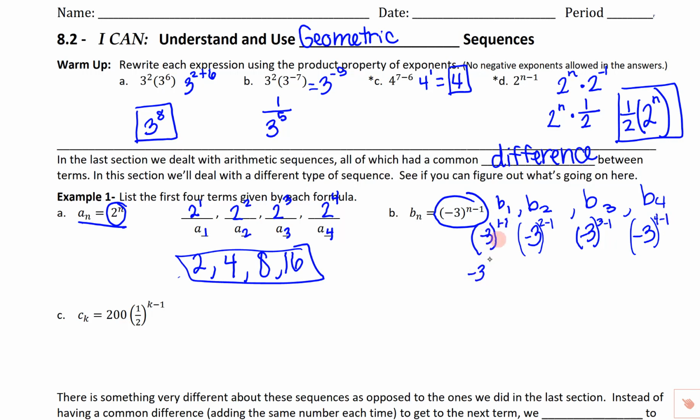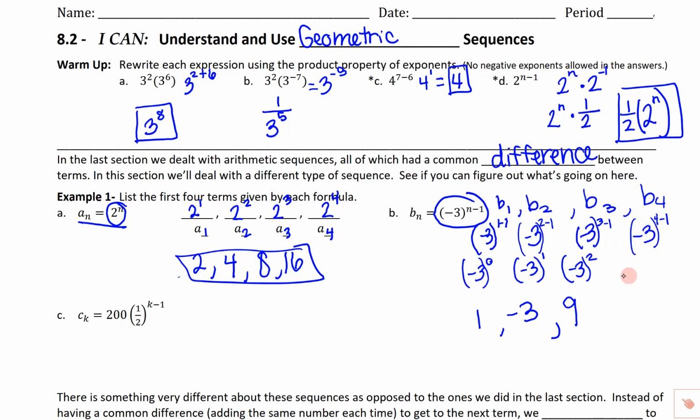Okay, so negative 3, 1 minus 1 is 0, so negative 3 to the 0 power is 1. Then we have negative 3, 2 minus 1 to the first power, so that's going to be negative 3. And then negative 3 to the 3 minus 1, which is 2. The second power is going to be positive 9. Make sure, if you're putting this in your calculator, you have parentheses around it. Otherwise, it's going to spit out negative 9.